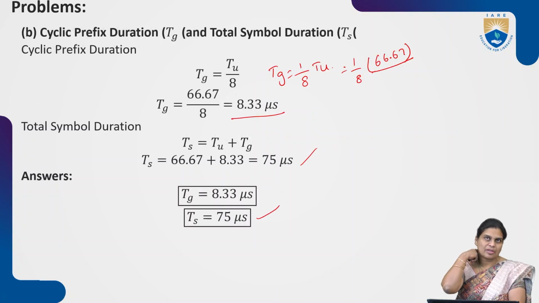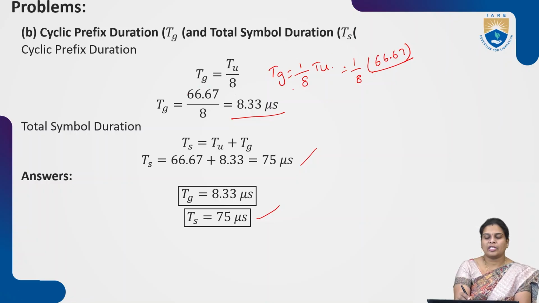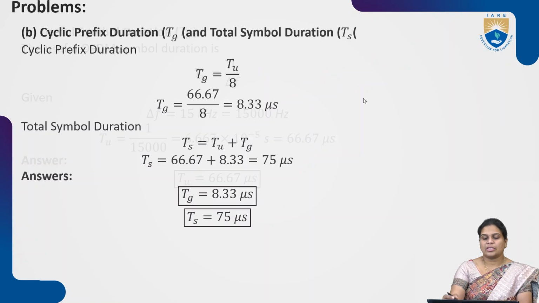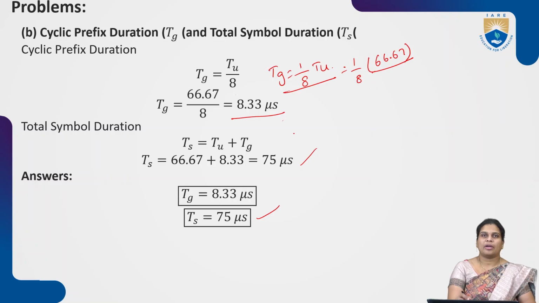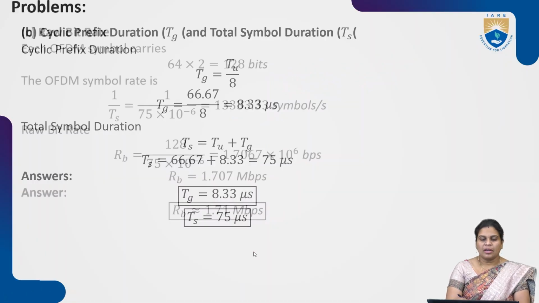Next one, cyclic prefix duration TG and total symbol duration TS. First one, cyclic prefix duration. In the given problem, TG equals 1 by 8 into TU. So 1 by 8 into the TU value, 66.67. So that is 8.33 microseconds. Next one, total symbol duration TS equals TU plus TG. So TU equals 66.67 plus TG equals 8.33 microseconds. That is 75 microseconds. So these are the TG and TS values of this given problem.